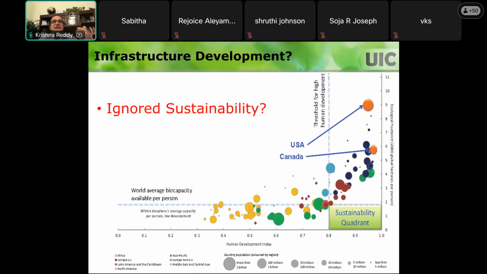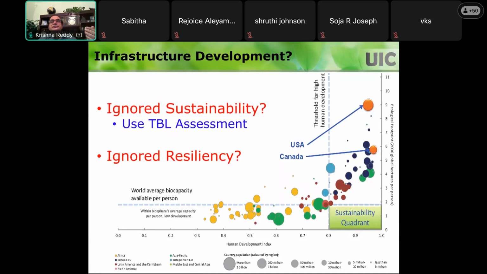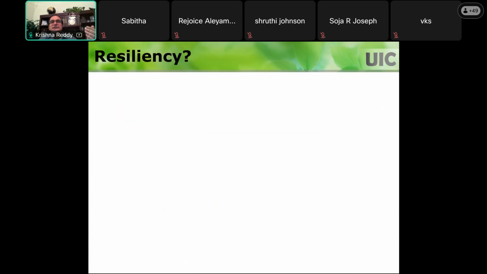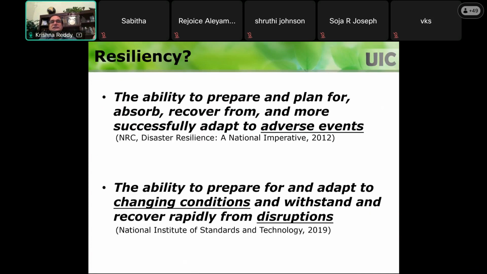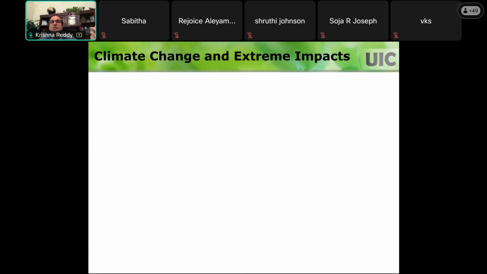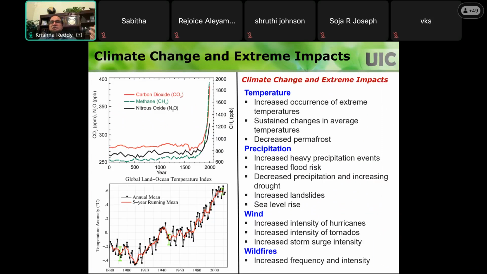So these are the sustainability issues. But the other one is about resiliency. So how do we address the resiliency? Resiliency is all about addressing the adverse impacts. What do we mean by adverse impacts? Basically, we're talking about climate change.